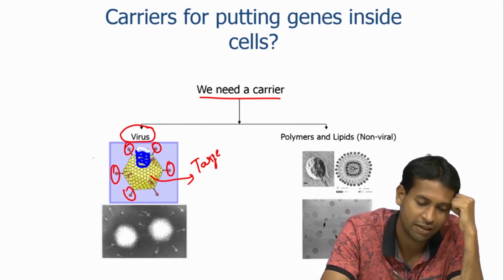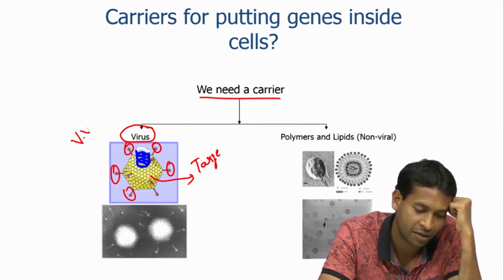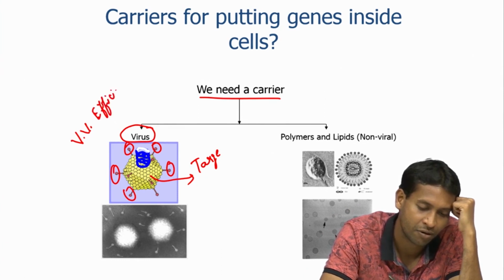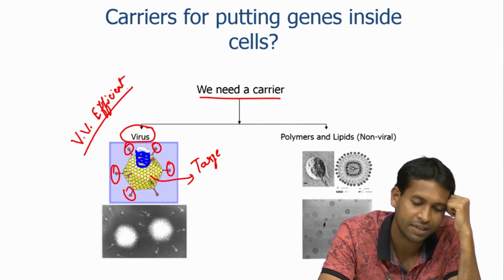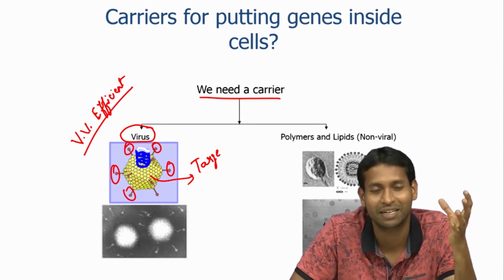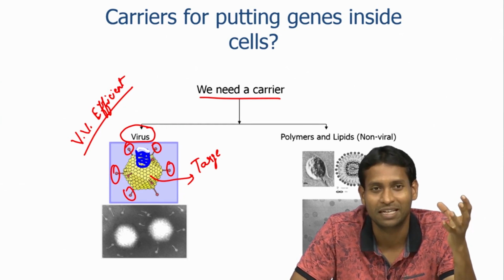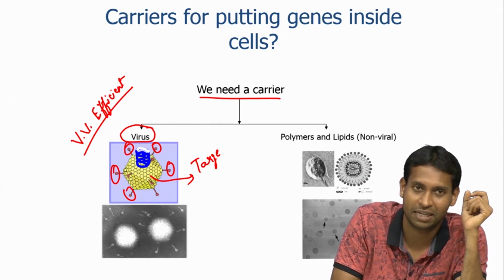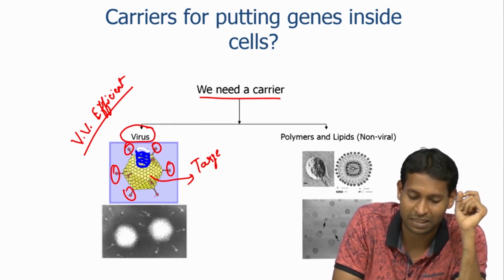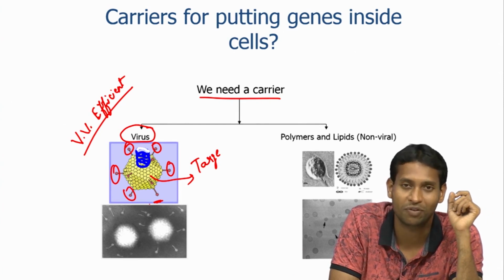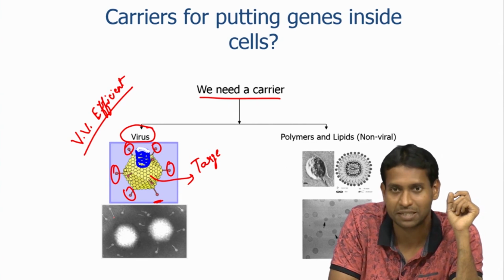And this is actually very efficient, and the whole reason is that they are well adapted to do this. So this technology made by evolution is very efficient, but the problem is of course, and we will discuss this in more detail, that if you are not able to remove all the viral genome, you are talking about causing a new disease.